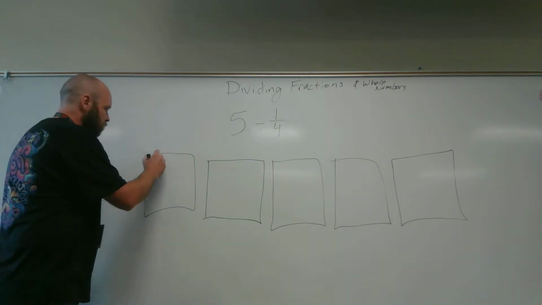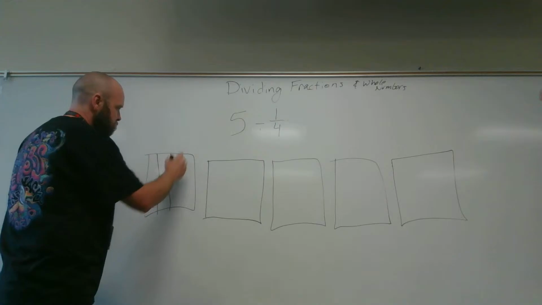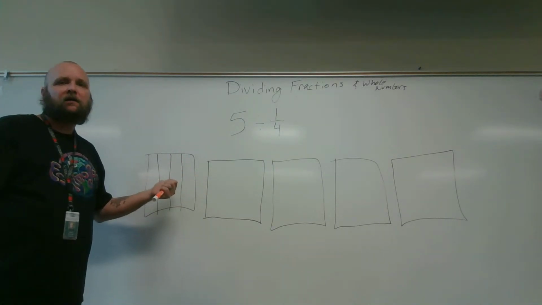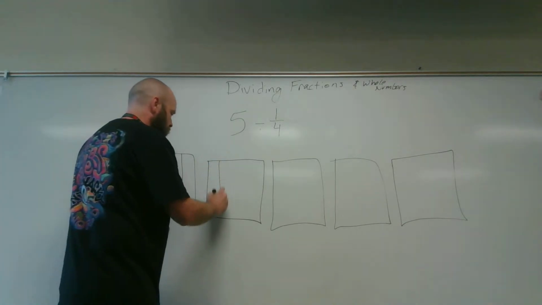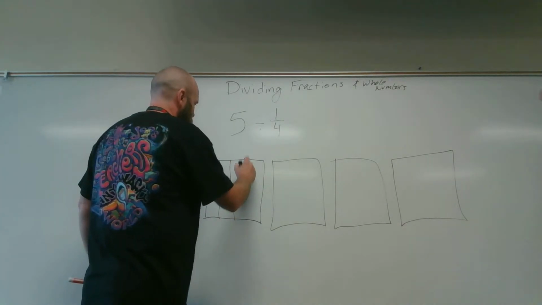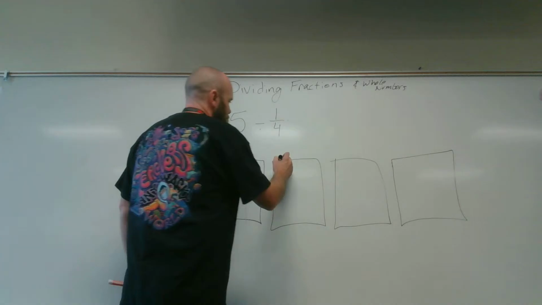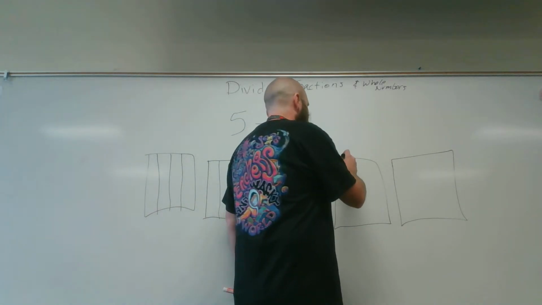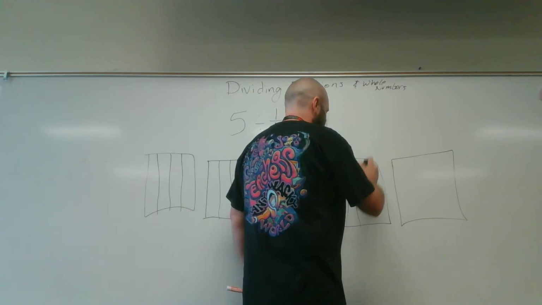So you should be doing this on your paper. Okay? So this 1 pound is now divided into fourths. This pound is divided into fourths. This pound is divided into fourths. This pound is divided into fourths.